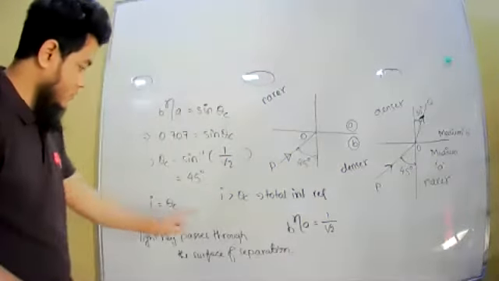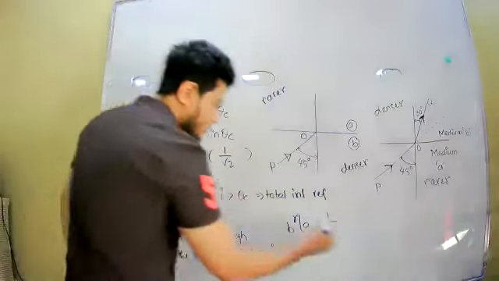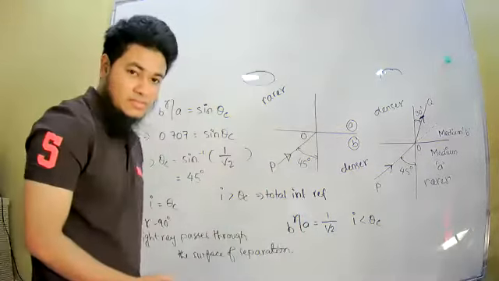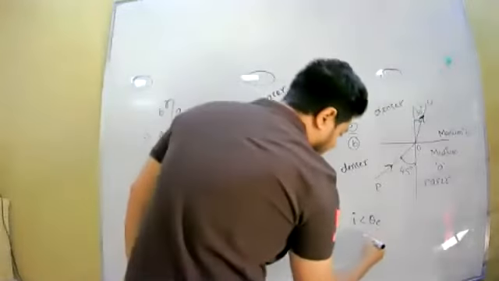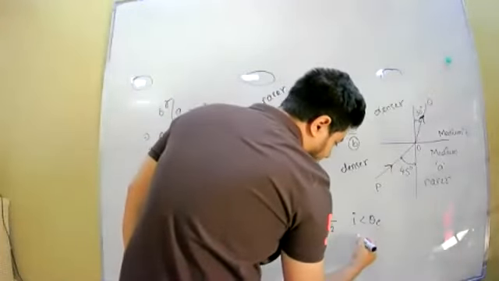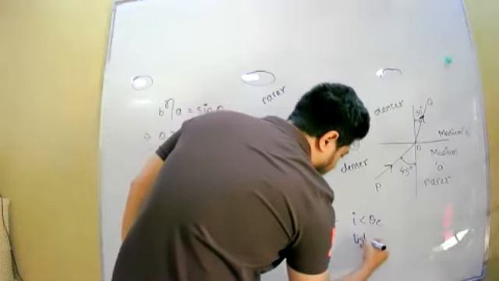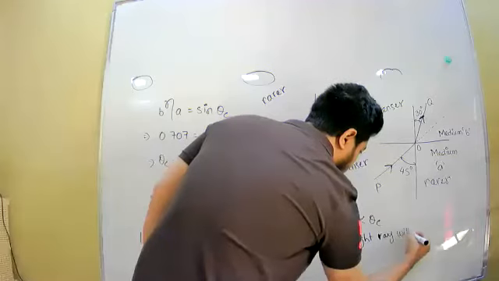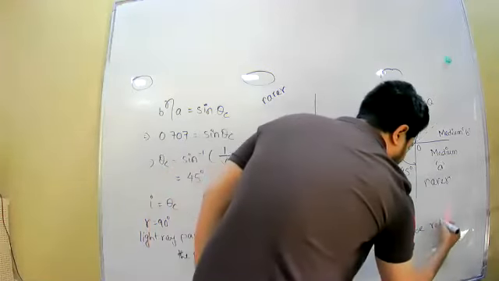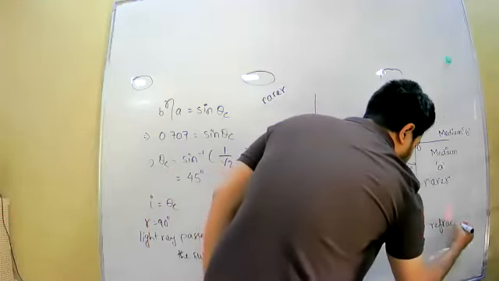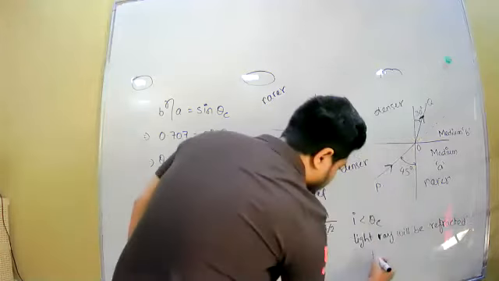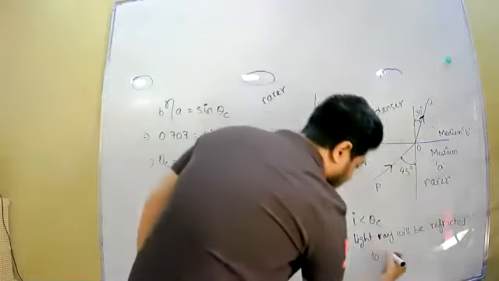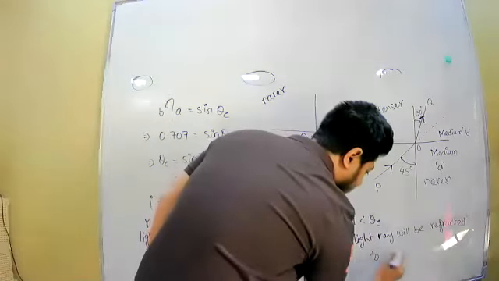Okay, so this is one case, and another is if i is less than theta c. I is less than theta c, then what will happen? Then the light ray will be reflected to which medium? A medium. That means it will go back this way, to A medium.